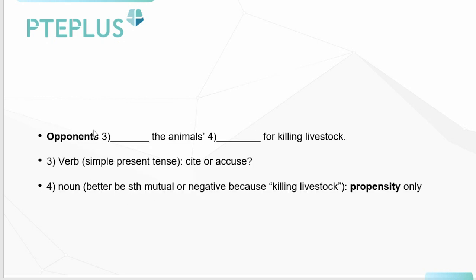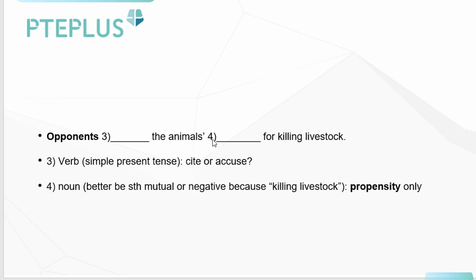And now let's move on to number 3. Opponents, something the animals, something for killing livestock. Oh no, are you panicking because we've got 2 words close together? No, don't worry, okay? Let's think about it logically. So opponents, something the animals. So opponents obviously is a noun, the animals also a noun. What goes in the middle of 2 nouns? It has to be a verb. A verb in the simple present tense. So either cite or accuse. Opponents cite the animals.